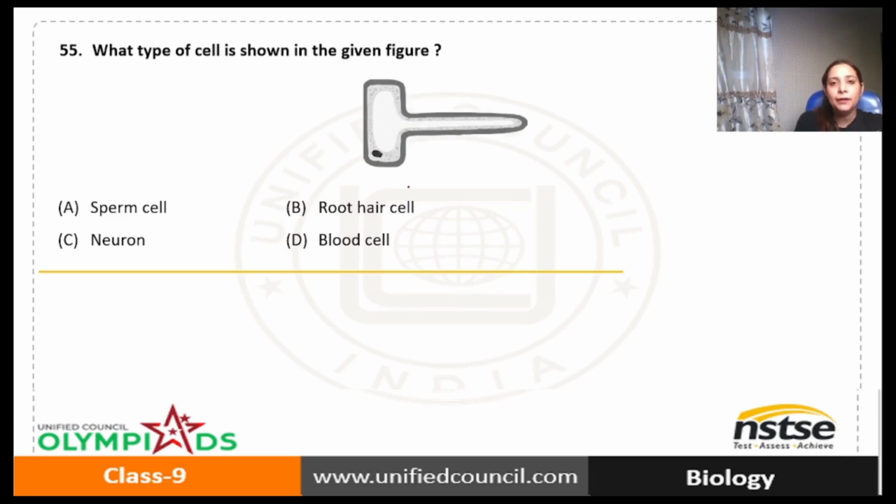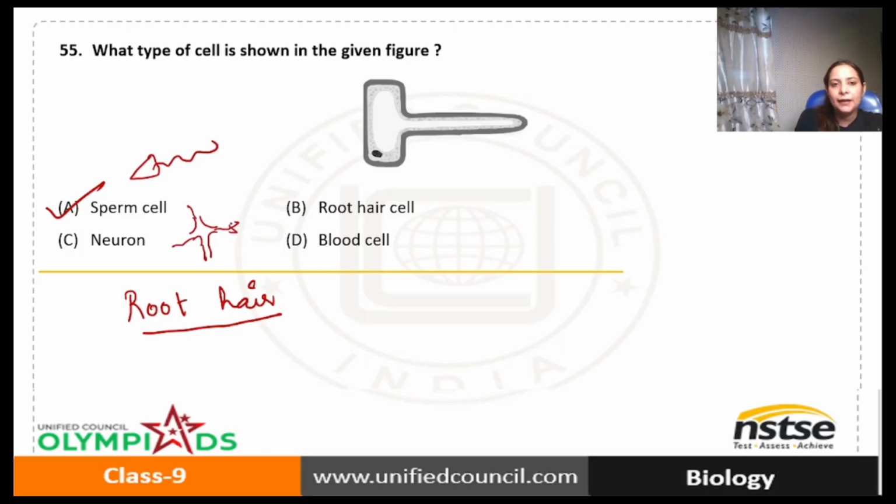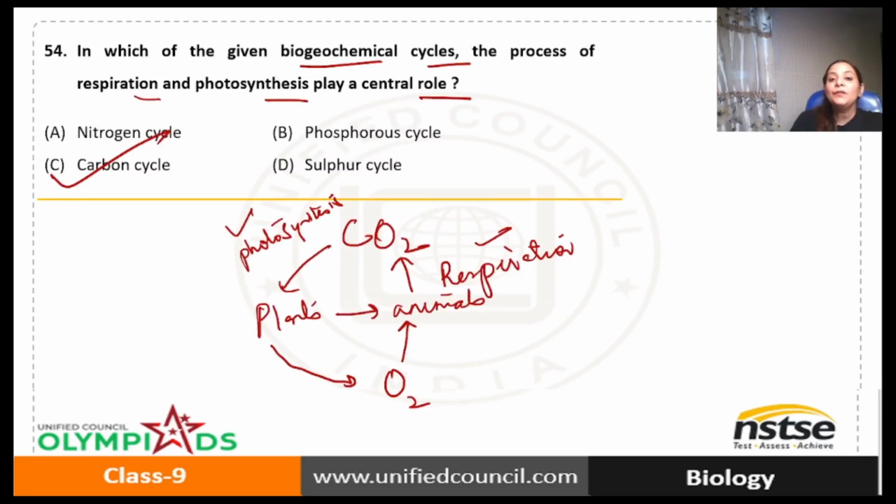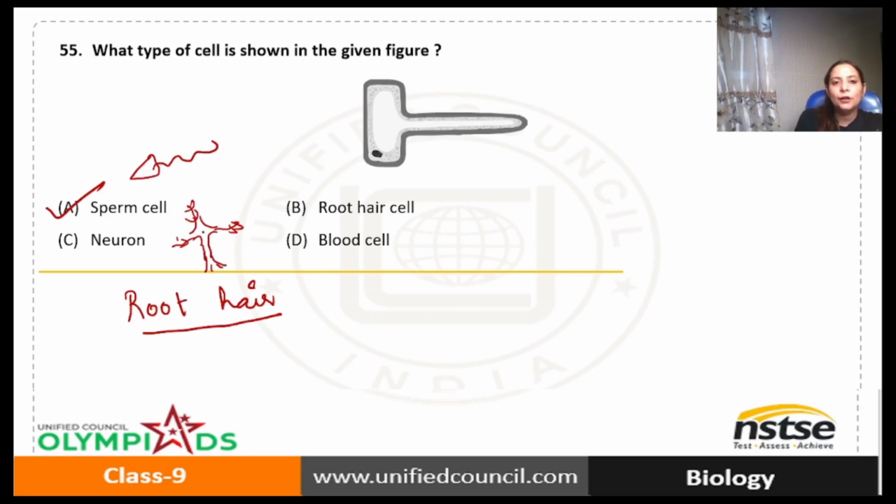Next, what type of cell is shown in the given figure? Here we have a figure. Now I hope you all know that this cell represents a root hair, a cytoplasmic extension of root hair, because sperm cells look like this, and a neuron is something like this. This is how you draw a neuron, that is dendrites, cell body, axon. It is one of the largest cells of our body, and it is not a root hair cell.